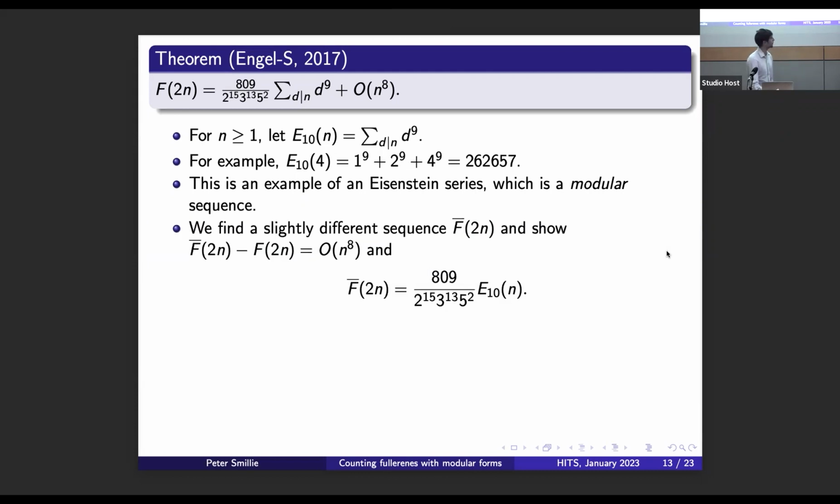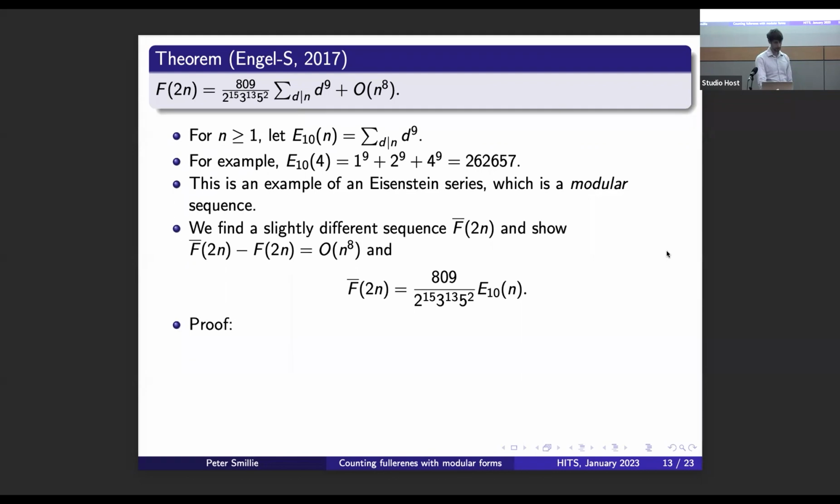Okay, so what do we do with this? How do we prove this is really what I want to say. We weren't studying Fullerenes at the time. We were studying something slightly different, this other sequence, which I won't define, which we'll call for now F bar of 2n. We observed that F bar of 2n is very close to F of 2n. The difference is smaller than n to the ninth. And then we showed that F bar of 2n is this constant times the Eisenstein series.